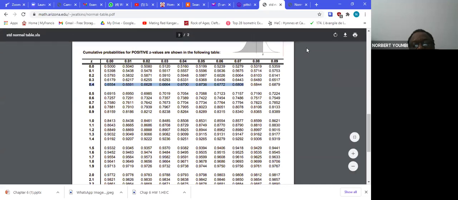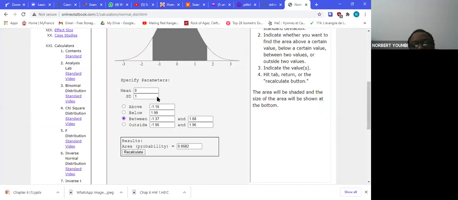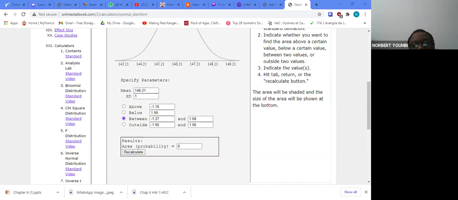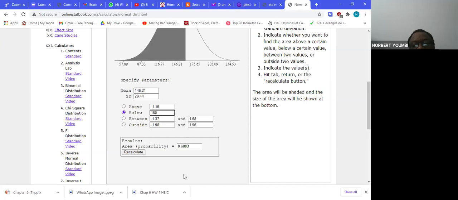Now let me use the Google calculator. The mean is 146.21. The standard deviation is 29.44. So we want the probability that X is below 160. And we get 0.6803.